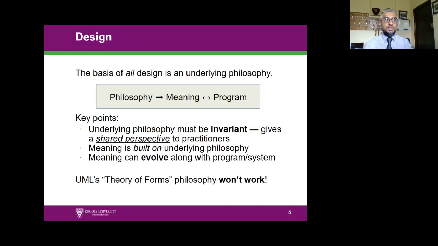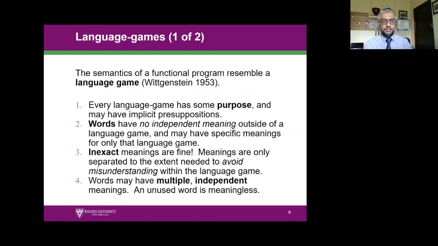The actual system logic or meaning is built on top of a philosophy. Without the underlying philosophy, there is no shared perspective. There cannot be shared meaning. Meaning evolves with a system, but can never be found outside of the underlying philosophy. So now, if the theory of forms doesn't work, what underlying philosophy might work for functional programming?